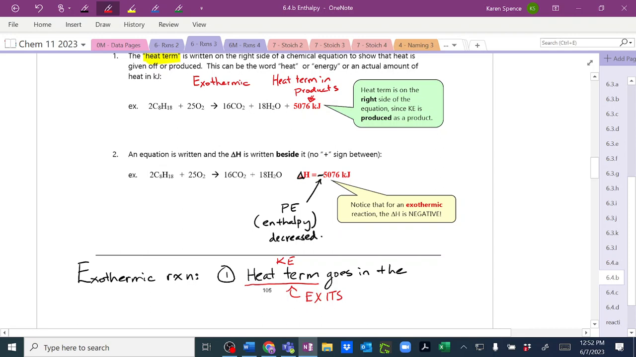And so if it's exiting, if we've got our reactants over here and we've got our arrow, where would something that's exiting the reaction go? Would it go in front of the arrow or after the arrow? After the arrow. Something that is exiting goes after the arrow. So therefore, the heat term has to go in the products.